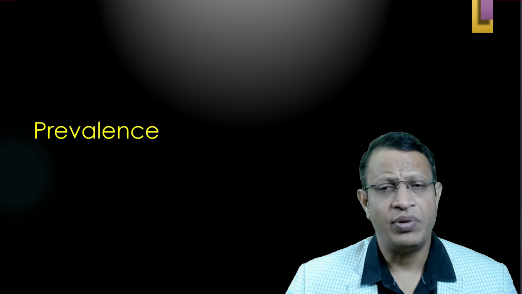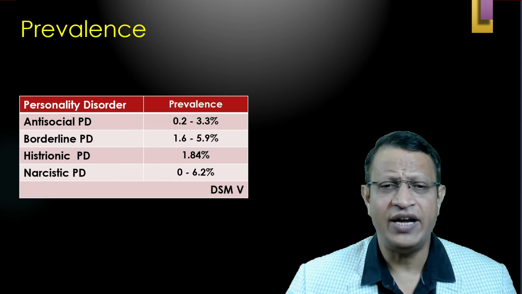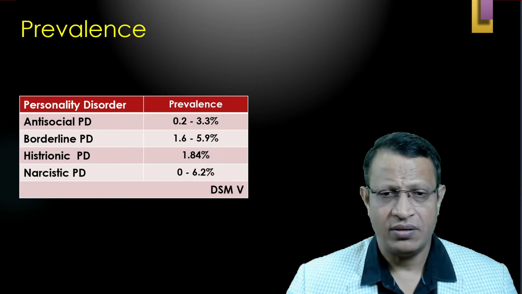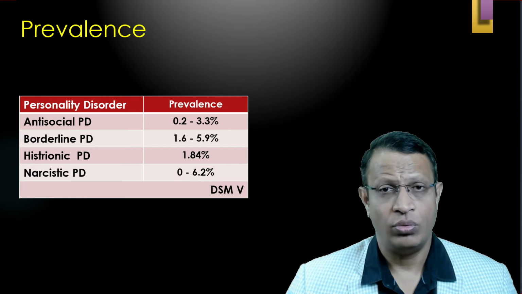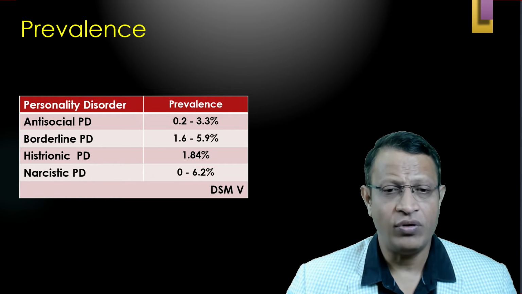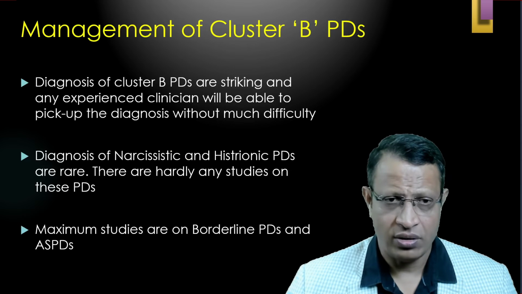Let's look into the prevalence of these disorders. The prevalence of antisocial personality disorder is 0.2 to 3%. Borderline is 1 to 5.9%. Histrionic PD is 1.84% and narcissistic PD is 6.2%. Let's look into the management of cluster B personality disorders.